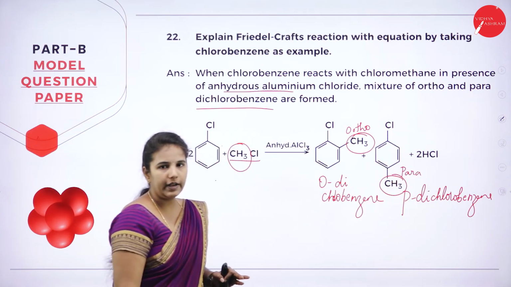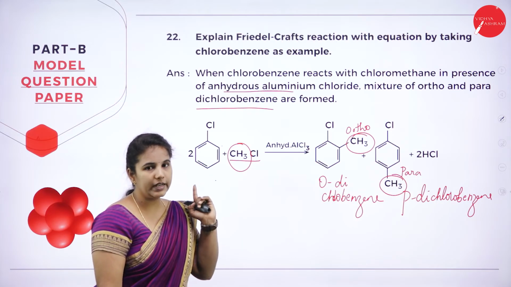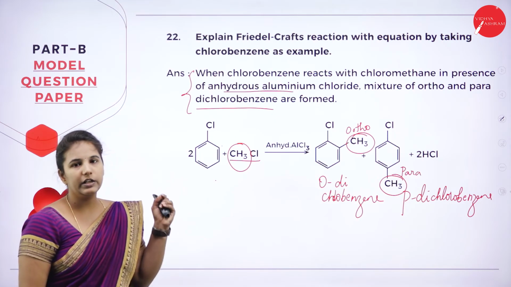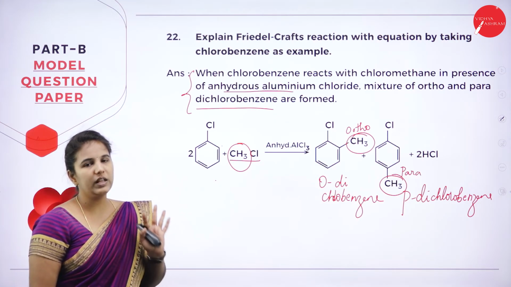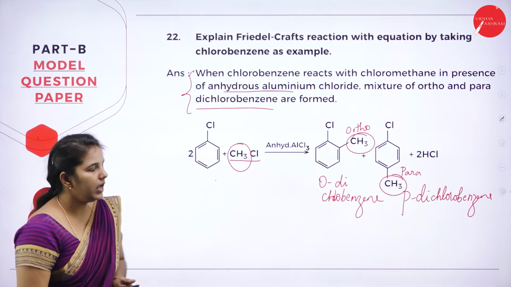So for writing the correct balanced equation, you'll get 1 mark, and for writing that explanation part, you'll get 1 mark. So totally we can easily get 2 marks from this organic chemistry question.